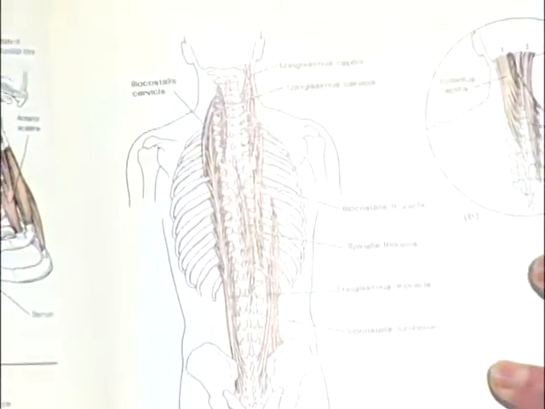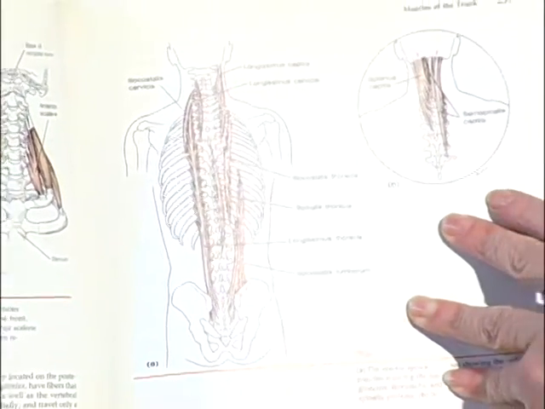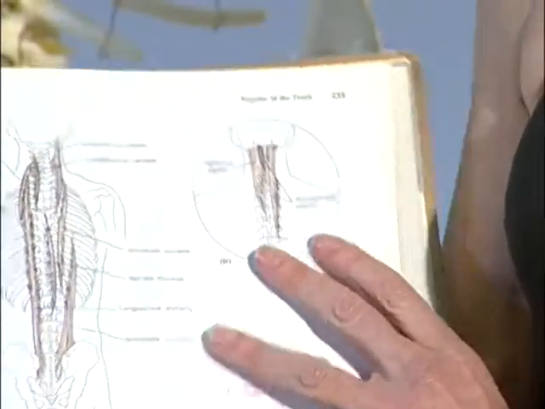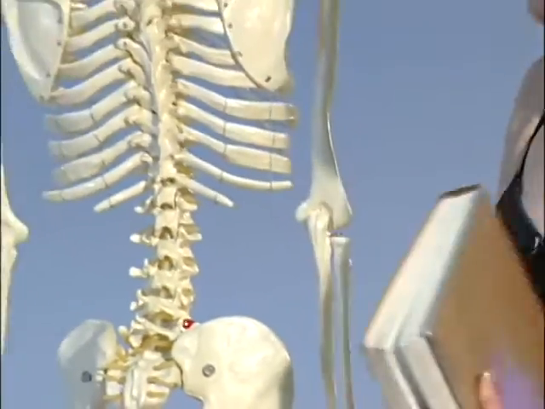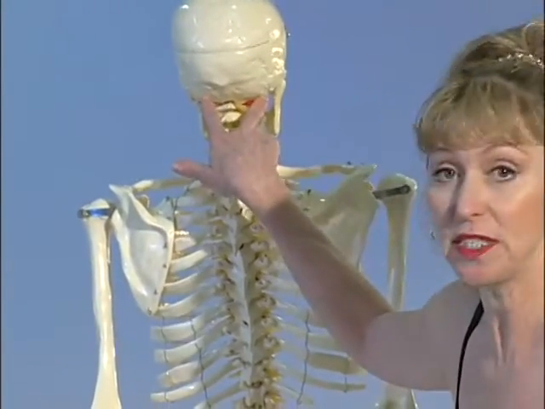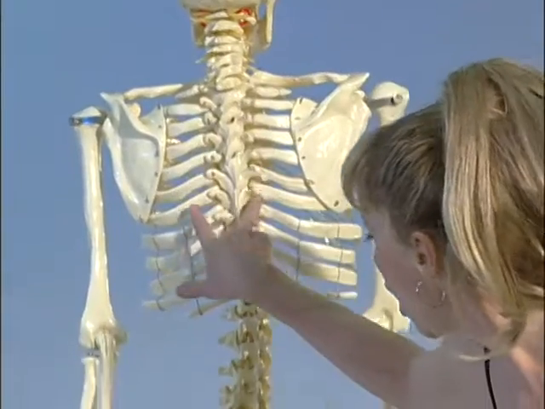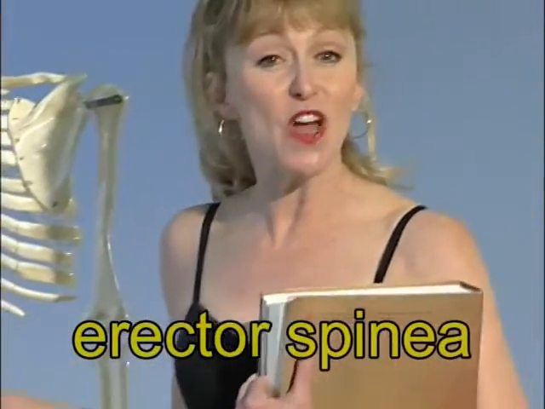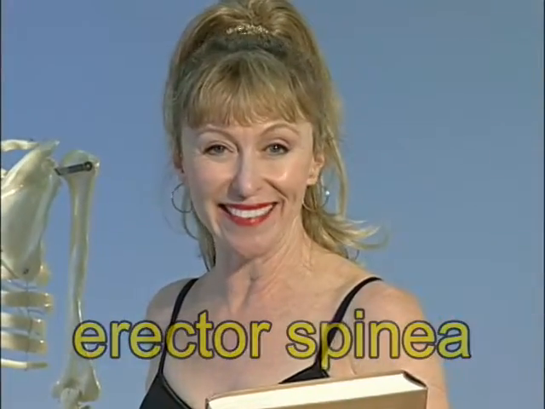In this diagram, we see long muscles that come down the spine, all the way down the spine. And if we look at our skeleton, we can see that they would start up here at the top of the skull and travel all the way down the spine. This group of muscles is known as the erector spinae.